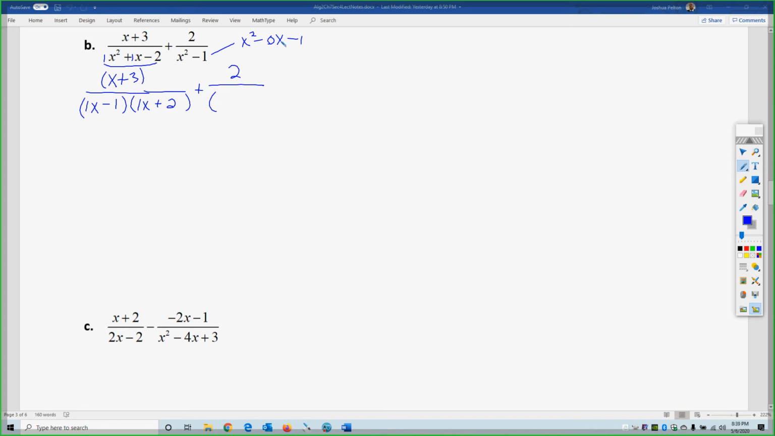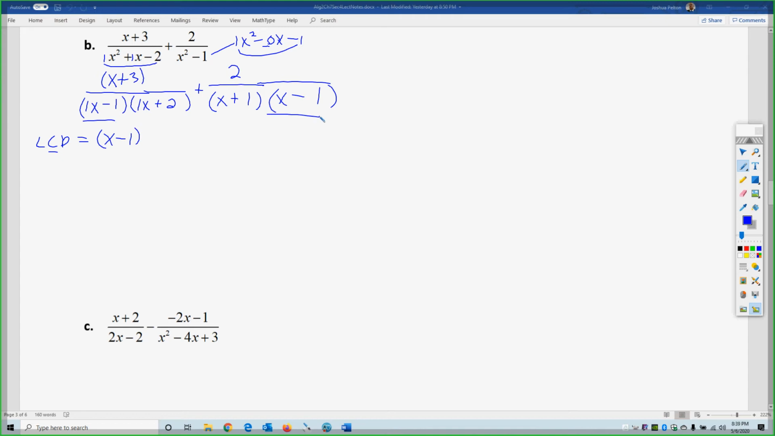So it's a quadratic form factoring, so that's x. So 1 times negative 1, this is going to be 1 times 1. I have to do a positive 1 and a negative 1 to get that 0 middle term. Okay? All right, so lowest common denominator. What do they have in common? They have an x minus 1 in common.